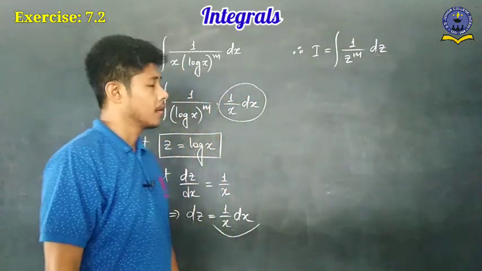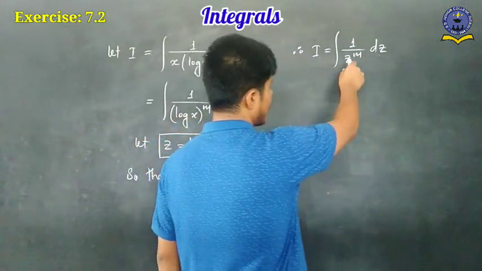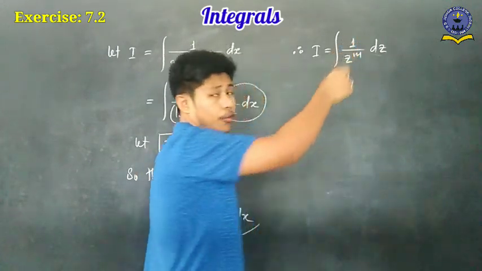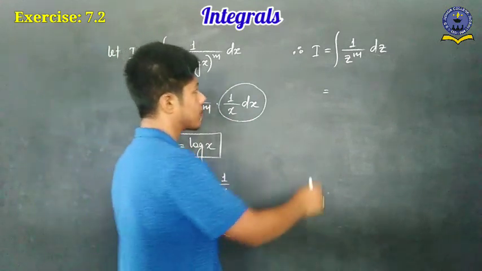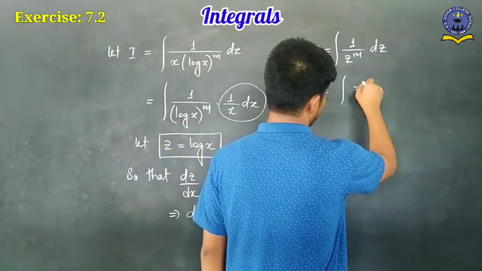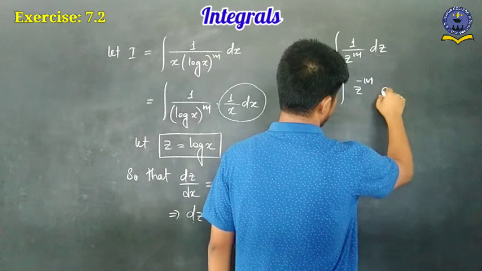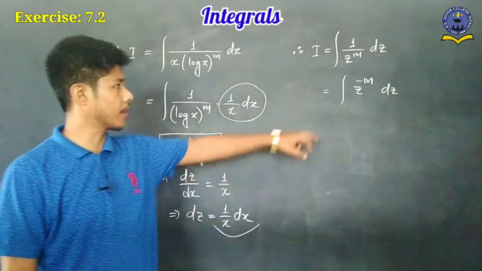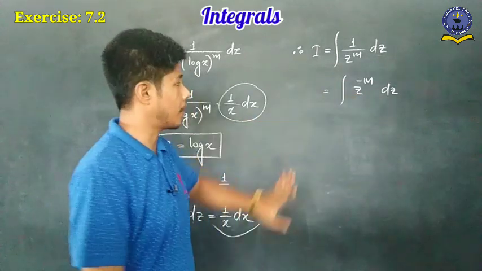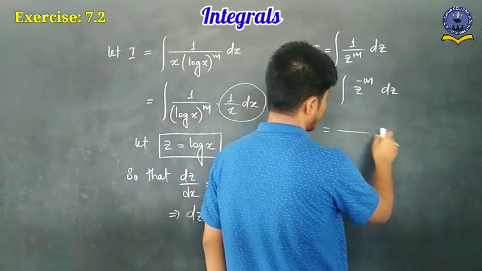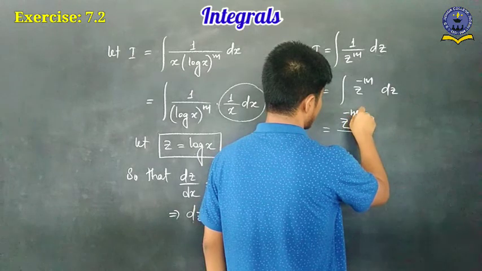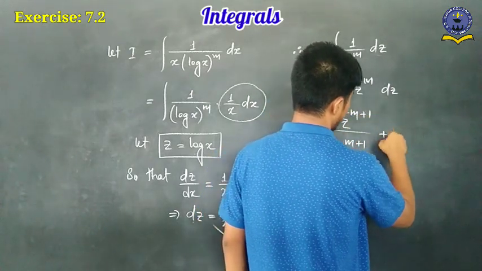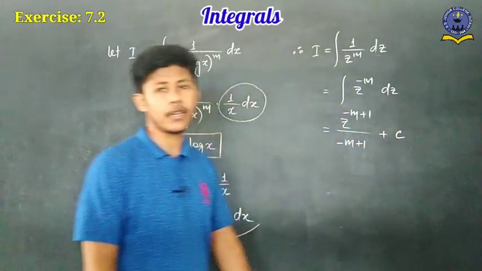Is it clear? Now easily we can apply the formula for integration of x to the power n dx. So this we can also write as z to the power minus m dz, that is 1 by z to the power m. If we apply the formula here, we get z to the power (minus m plus 1) by (minus m plus 1) plus c, where c is an integrating constant.